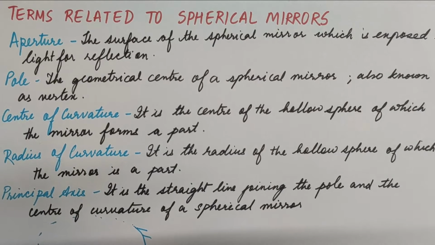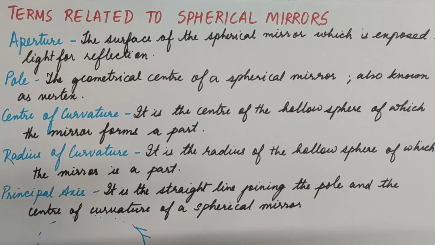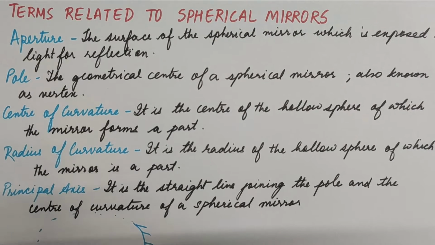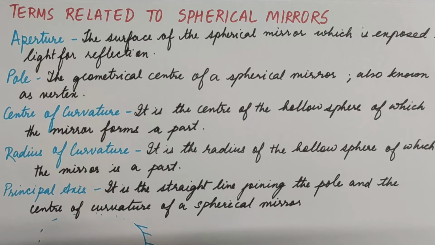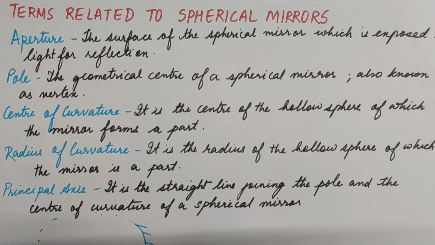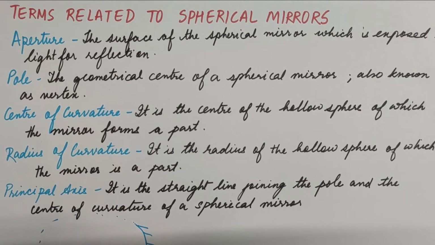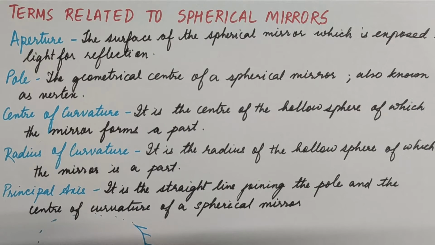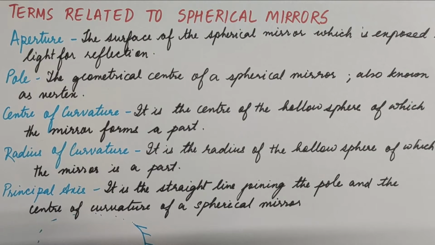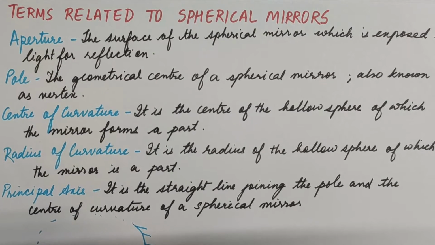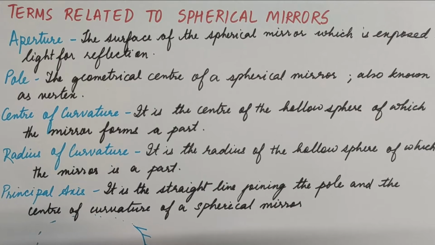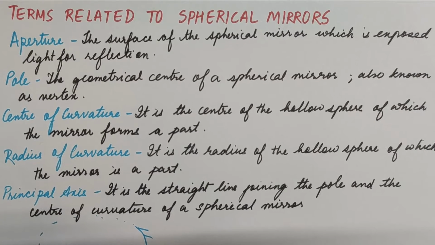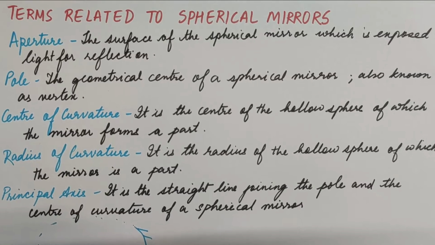As I told you, the spherical mirror is a part of a hollow sphere. So the center of the hollow sphere of which the mirror forms a part is the center of curvature. The radius will be the radius of the hollow sphere of which the mirror is a part, and the principal axis is the straight line joining the pole and the center of curvature of a spherical mirror.